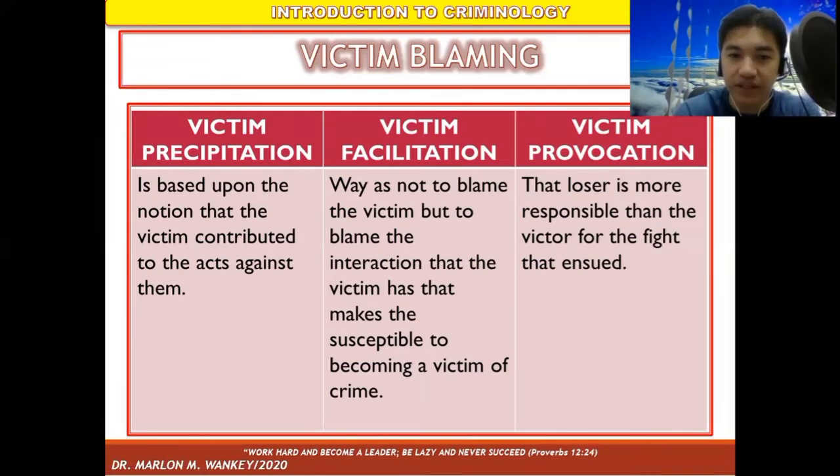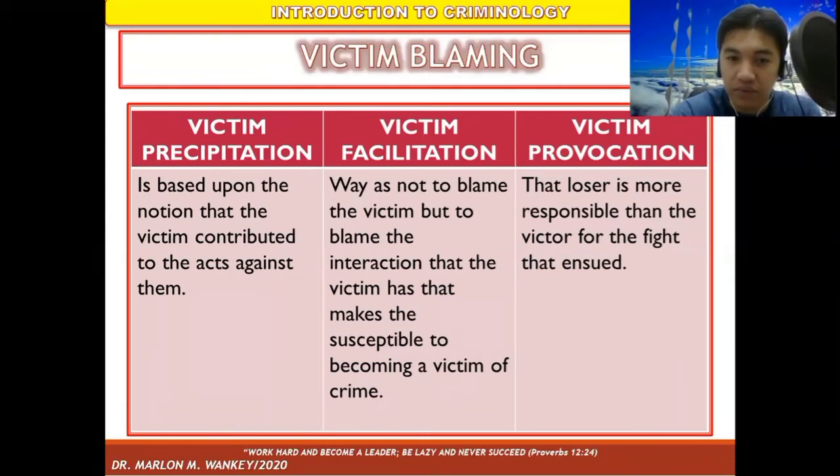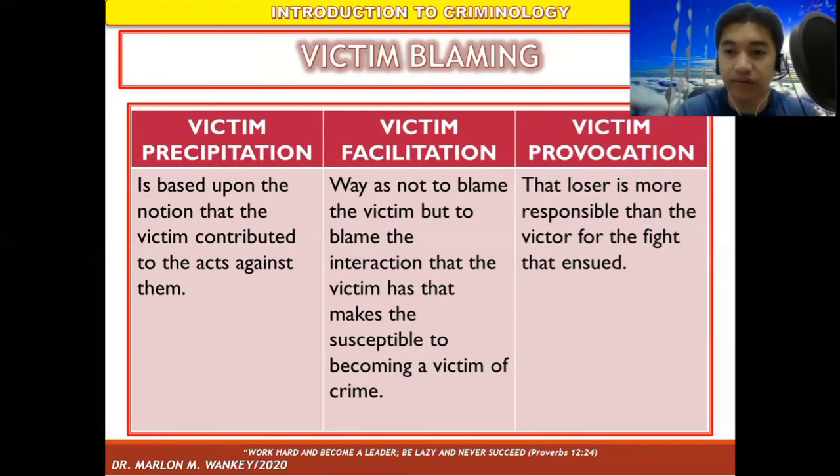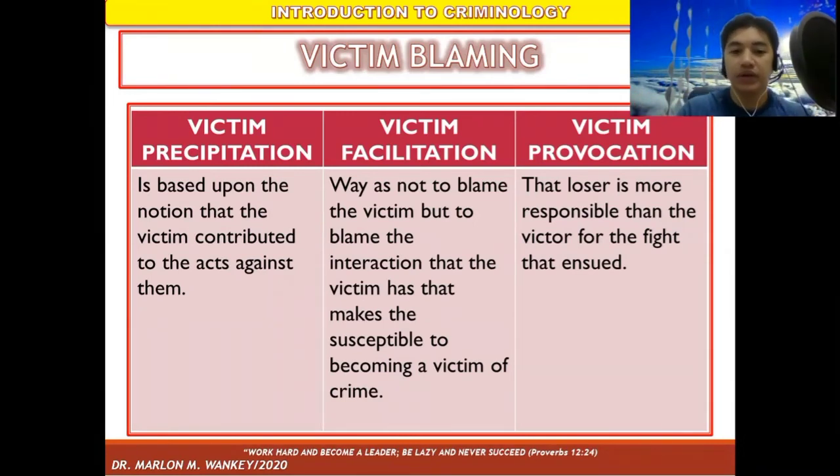While victim facilitation is a way not to blame the victim but to blame the interaction that the victim has that makes them susceptible to becoming a victim of crime. It appears na the victim is asking for it. A good example is when the person wore his or her jewelries, where people may catch the attention of thieves.